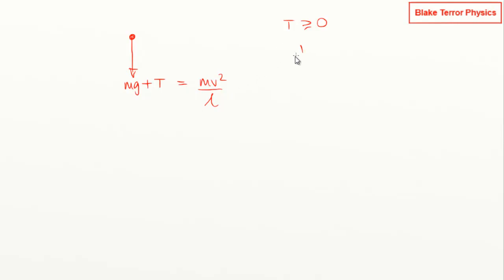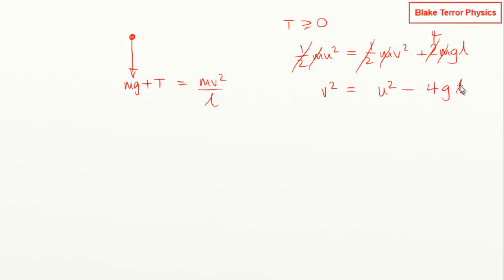So we can say that our half mu squared, our initial energy, has gone to the half mv squared, which is our kinetic energy at the top, plus the change in the potential energy, which is mg times h, and h is 2L, two lots of the radius, because that's the height that we've raised things through. So this is going to give us our v squared, because we can cancel all the m's and multiply everything by 2, so we don't have any fractions. We've now got v squared is u squared minus 4gL. So that's how our velocity has dropped off.